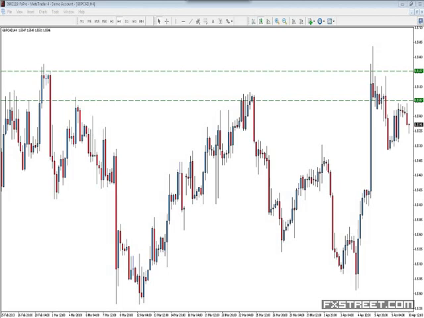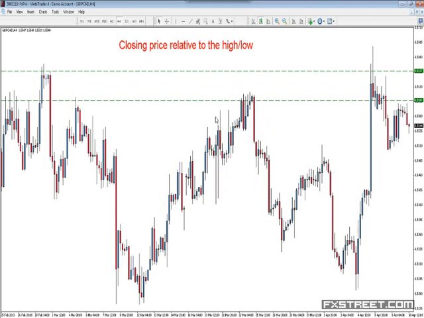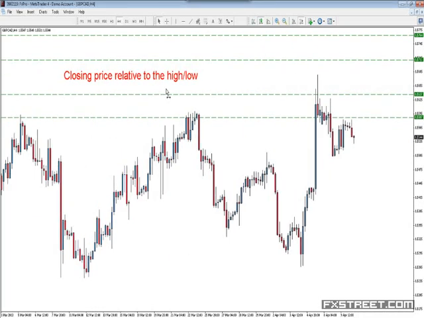Okay? So, the first thing that I want to look at and the first thing that's important is, of course, the closing price. And this is the closing price relative to the high or low of the candlestick. Alright? So let's talk about this. I'm on the pound CAD, but it really doesn't matter the chart that I'm looking at.